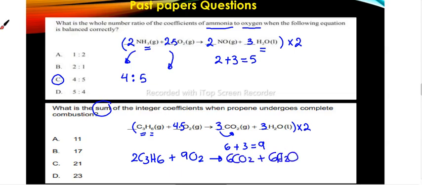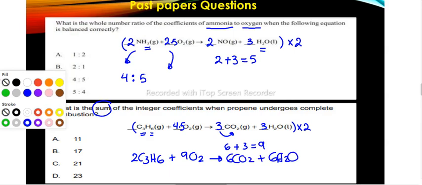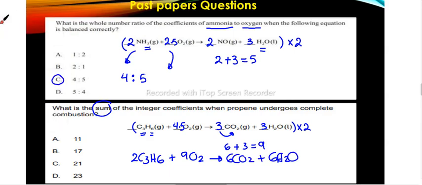Now we're going to add all the coefficients presented. So we need to look for the coefficients. I have 2 plus 9 plus 6 plus another 6, and your final answer is 23, and you're going to have a circle for the D.